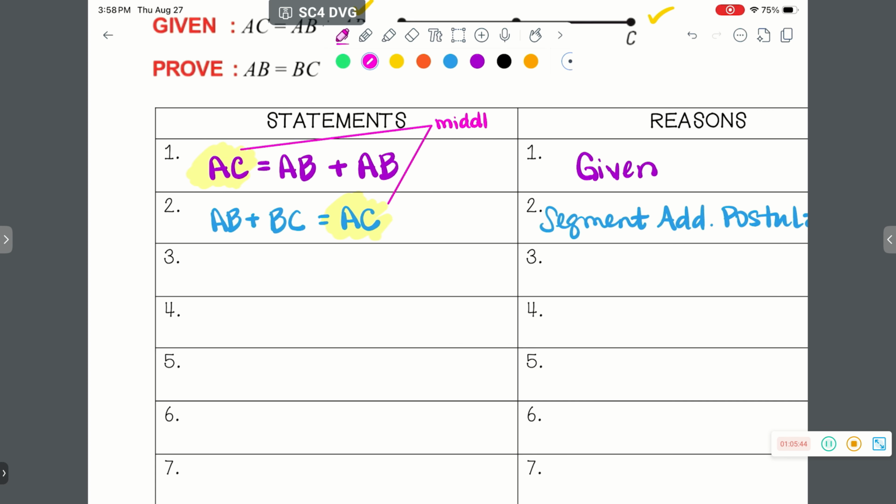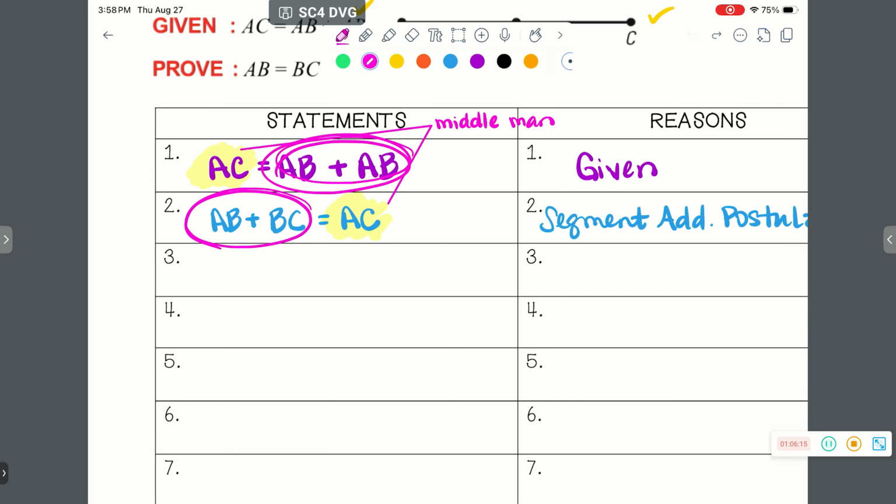Oh no, symmetric. No, it's not symmetric, because symmetric property says if A equals B, then B equals A. I'm not flipping stuff around. Transitive. This is the transitive property. I have two things that equal AC, right? All of this equals AC, and all of this also equals AC. So don't these two things have to equal each other? That's the transitive property.